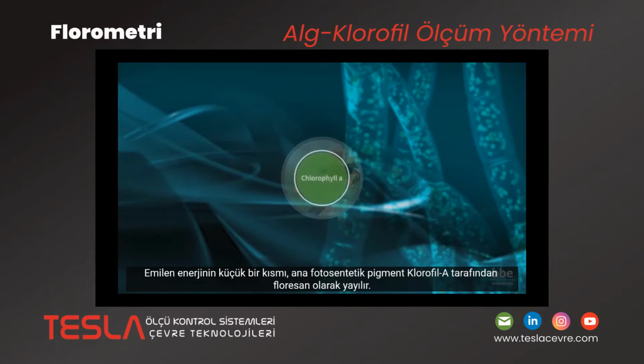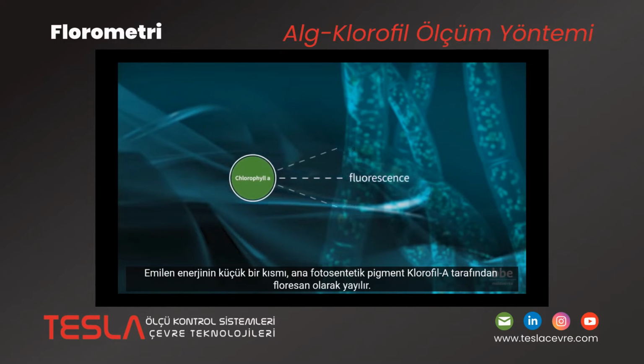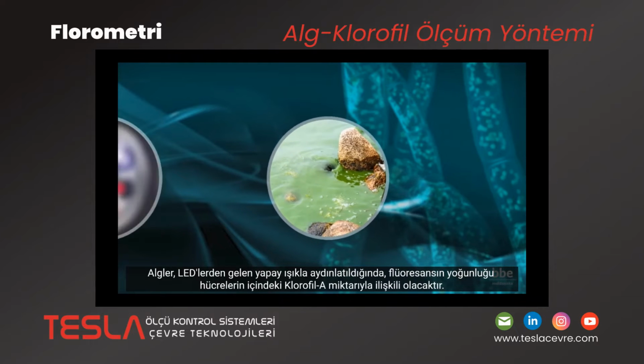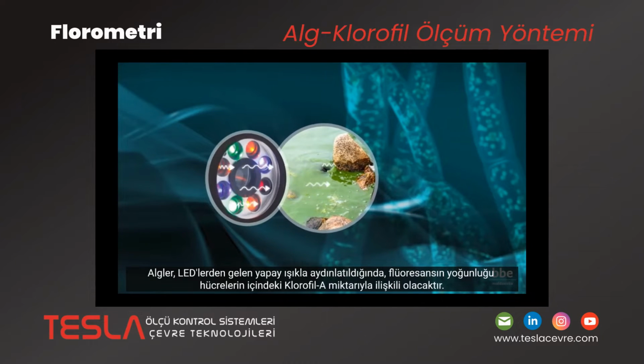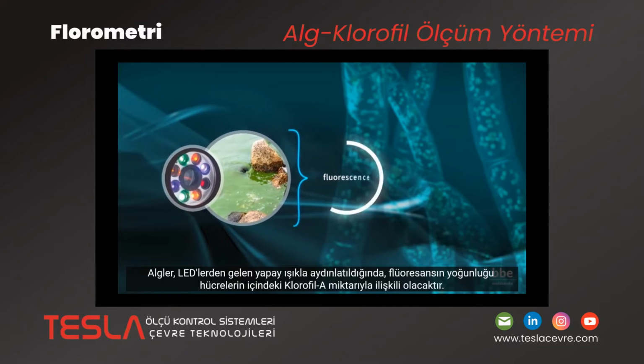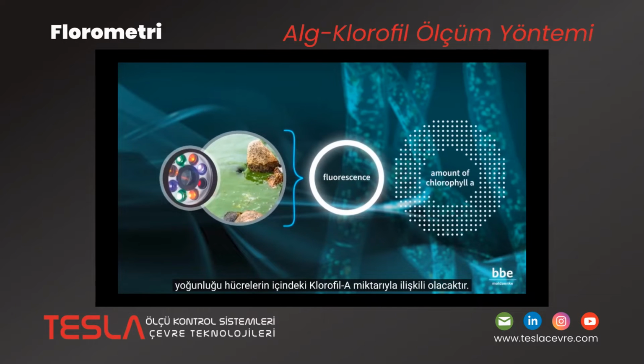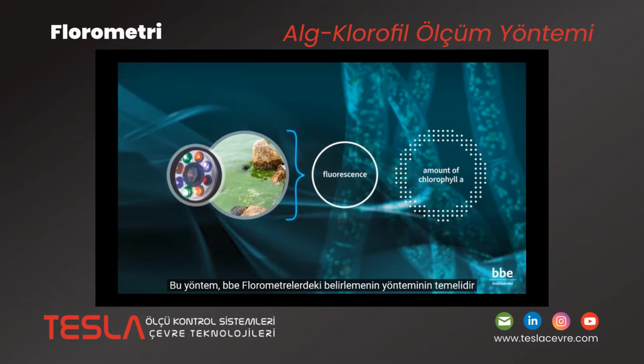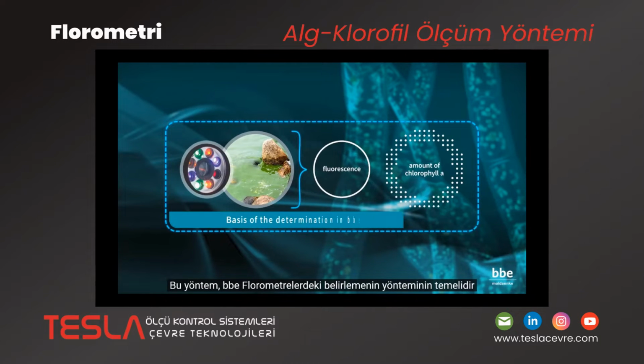A small part of the absorbed energy is emitted by the main photosynthetic pigment, chlorophyll A, as fluorescence. If the algae are illuminated by the artificial light from LEDs, then the intensity of the fluorescence will be related to the amount of chlorophyll A inside of the cells. This method is the basis of the determination in the BBE fluorometers.